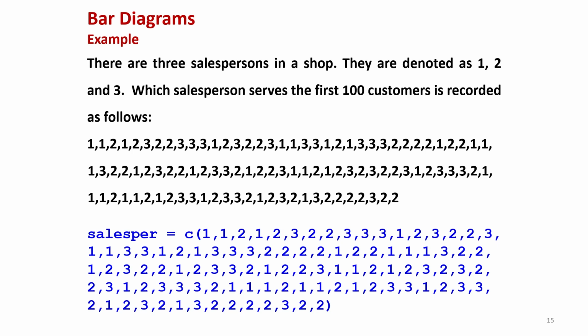So suppose I take one example where there are 3 salespersons in a shop, denoted as 1, 2 and 3. Now suppose 100 customers are coming to the shop, and one of these salespersons attends each customer. Here I have given these 100 values, which means, for example, if I say 1, 1, the first and second customers were attended by salesperson 1. Then here is 2, so the third customer is attended by salesperson number 2, and so on. This data I have stored in the data vector sales per.